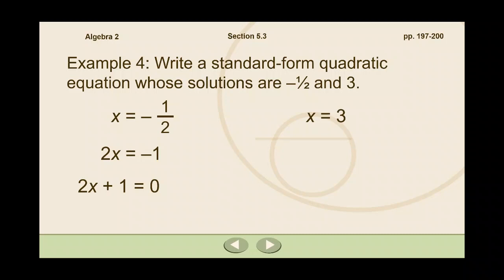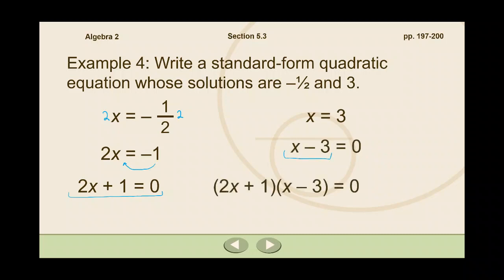If x is negative 1/2, I can multiply both sides by 2 here. 2x equals negative 1. I can add 1 to both sides. And here I've got one part of my quadratic equation. I can do the same thing to the other, with x being 3. I can take 3 from both sides. This would be the second part of the quadratic equation.